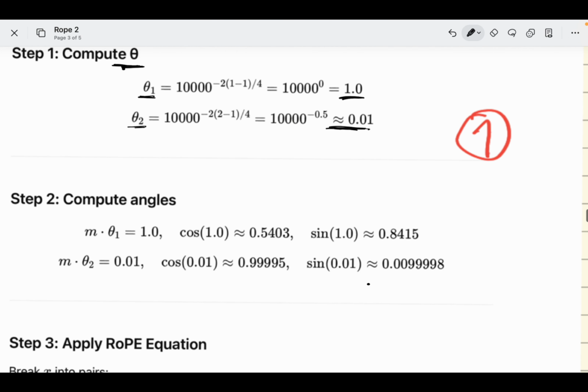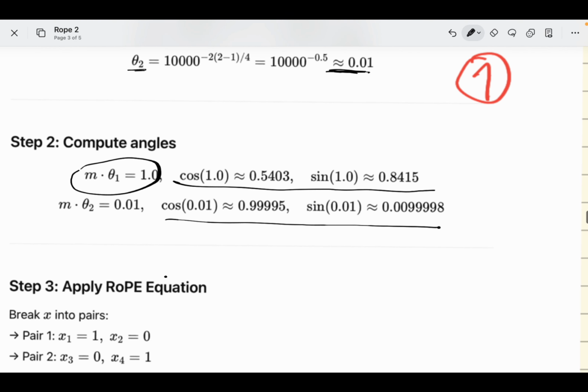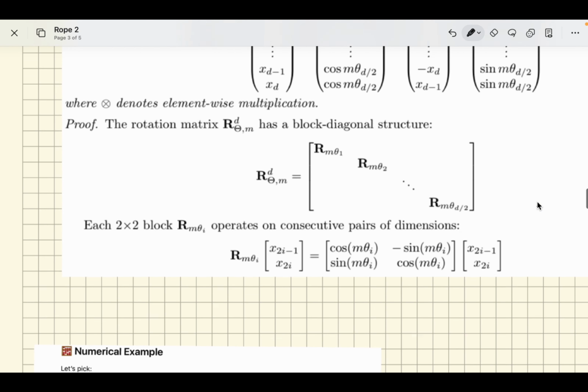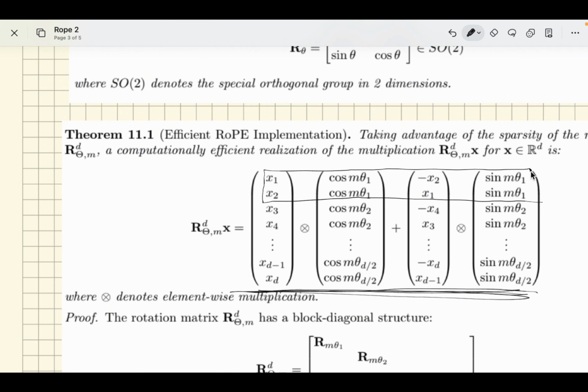Then we need to calculate the frequencies, or angles, which are m theta i for all m and all thetas. This is exactly how we calculate them, and we get the cosine and sine of those. Now, in order to avoid this big matrix and big equation here, we can simply divide the vector 2 by 2 into tuples or pairs.